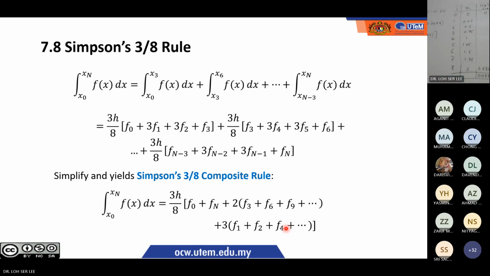Three, 6, 9. Multiple of 3, right? Then the rest of the F, you just put it under the last column. This second column, first column for head and tail, second column for the multiple of 3. And the rest of the F, you put it under the last column.